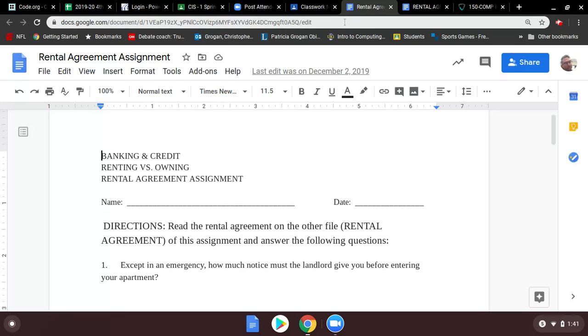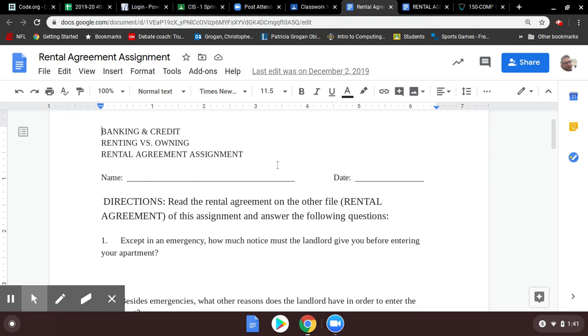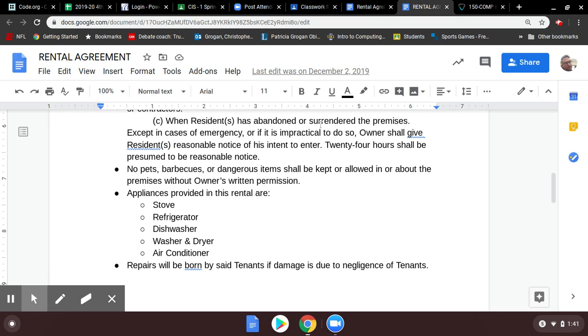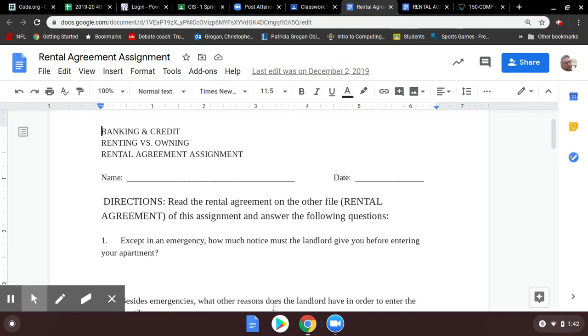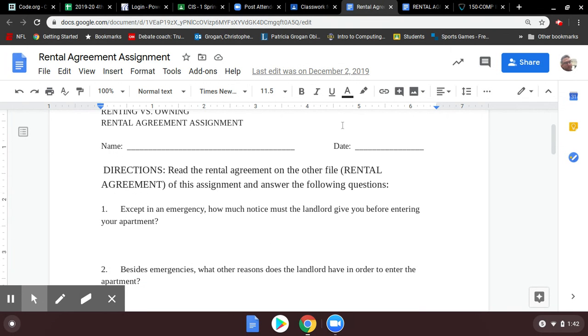Then you're going to get to the other attachment that's going to be with this, which will be a rental agreement assignment. What you want to do is review the rental agreement first, and then use that to answer these questions. There's 10 of them. All of the answers, you just have to look at the rental agreement in order to fill it out. Once you're done with it, make sure that you submit it to me. It is a relatively easy assignment. It's one that won't take you that long to do.